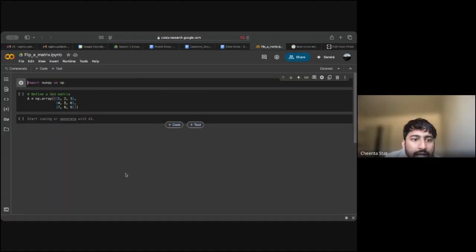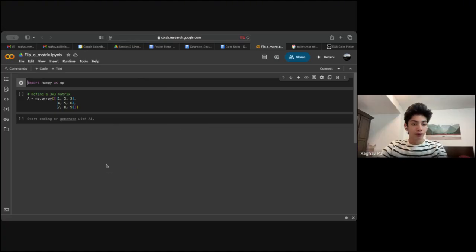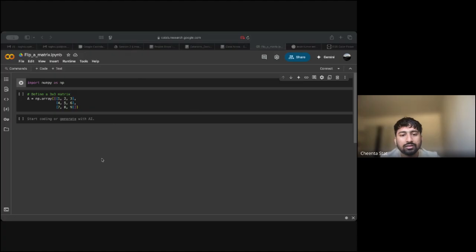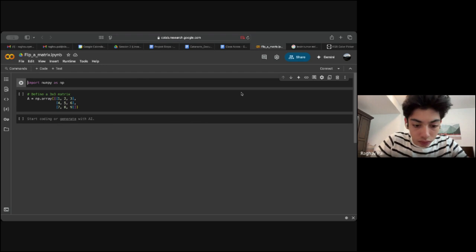Yes, I imported it, so I am defining a matrix. Now what I will do is I want to flip the matrix. An image is a matrix. I'm doing it on a 3 cross 3 so that you understand. You can do it on an image. So if you flip it, can you refresh again?